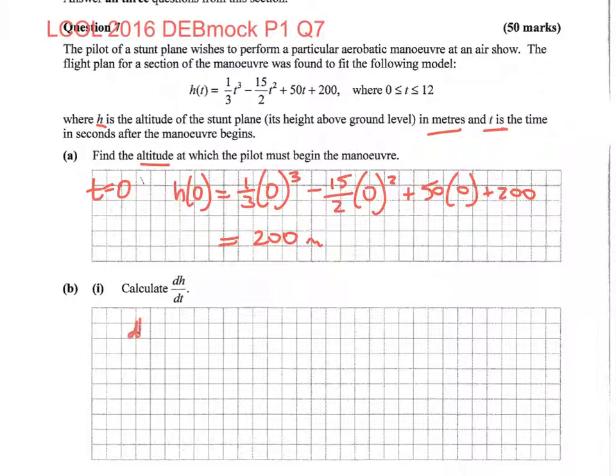So dh by dt is going to be, well, 3 times a third is 1, and reduce the power by 1 becomes t squared. Then we have 2 times minus 15 over 2 gives me minus 15, and reduce the power by 1. The x term, as we call it, but here it's the t term, just becomes a number, and the constant on the end disappears. So we're left with 1t squared minus 15t plus 50, and we don't necessarily need to write the 1 in there.